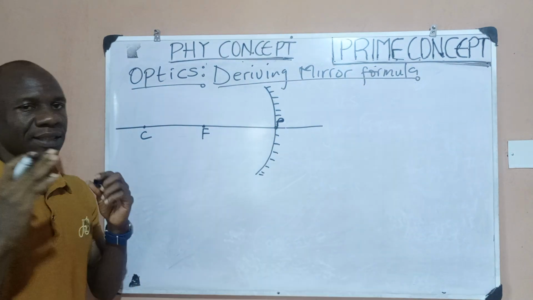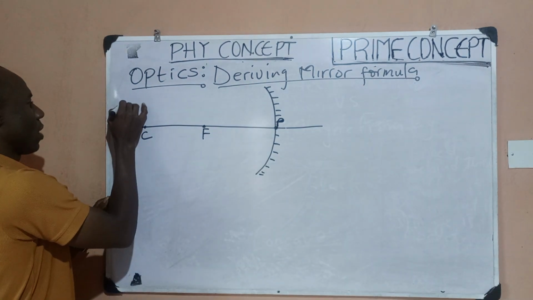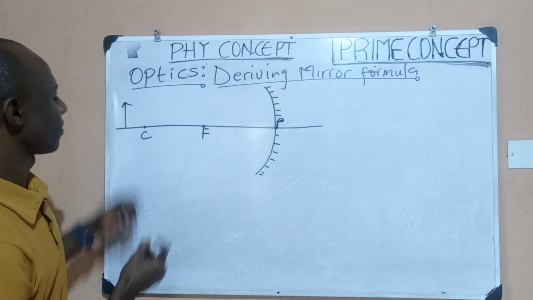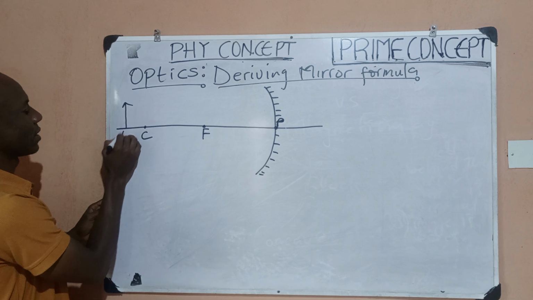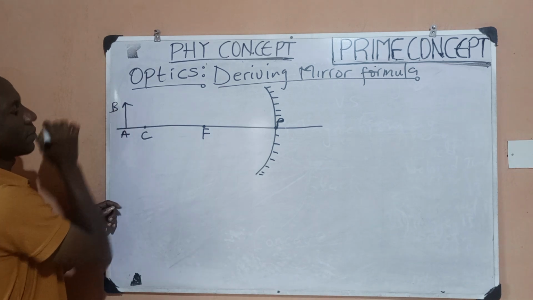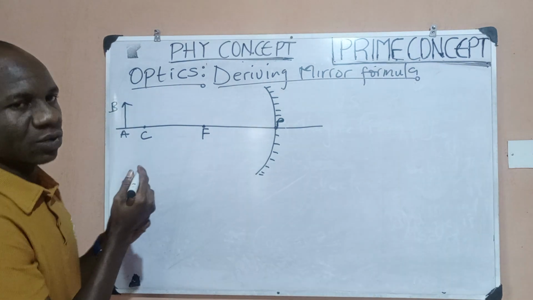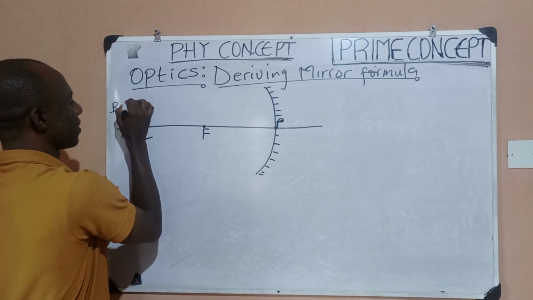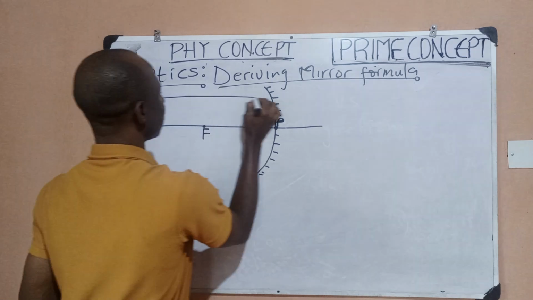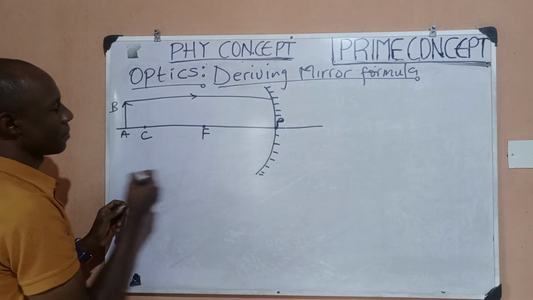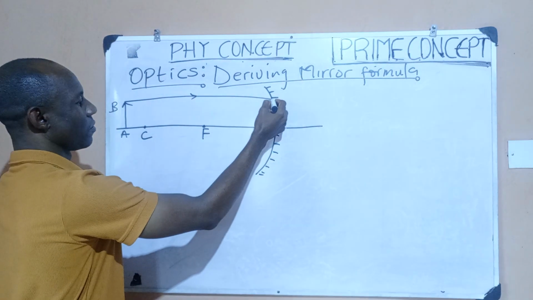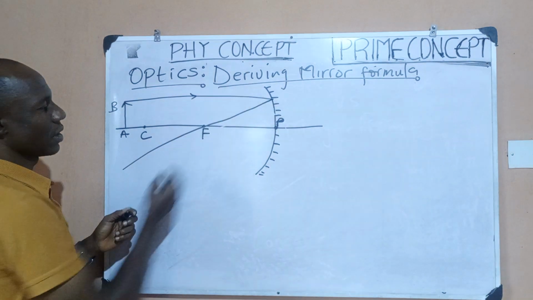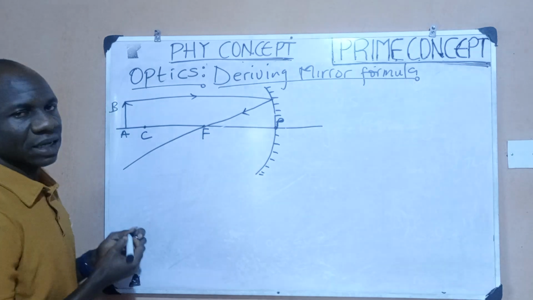Now say I consider the situation where our object is behind our center of curvature C, and this is our object. Now let's say this height of the object is AB. So if I want to trace where the image of this will be formed, I would simply use those rules we have learned. I have a parallel line, and when it hits my mirror, it would reflect through my focal point, right? So this is my reflected ray.